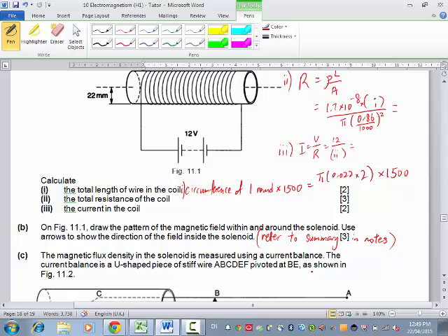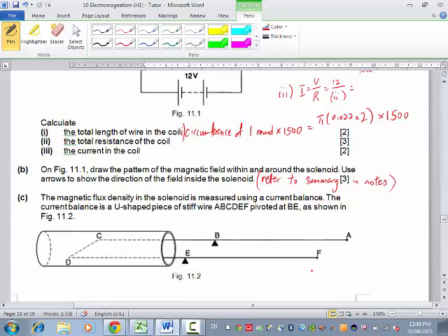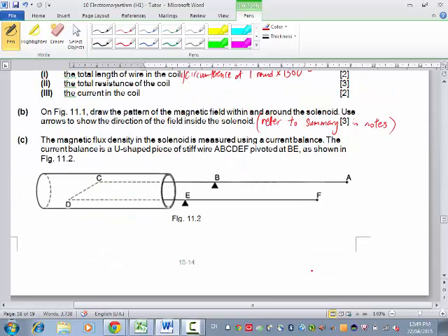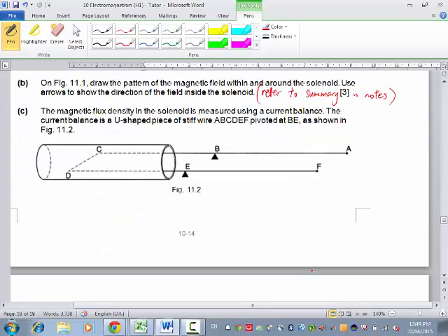Next. Okay, the current balance again. So it's very obvious that there's a force here, and usually we'll put something heavy here. It's going to be something like that, and then it will balance like a seesaw. F times BC must equal mg times BA. Right? Balance one.